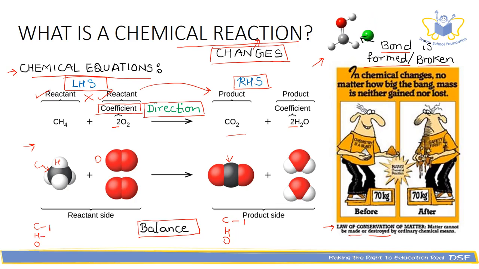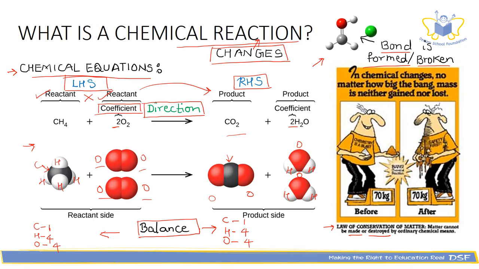Then let us see how many hydrogens we have. We have 4 hydrogens on the left hand side and 4 hydrogens on the right hand side. Then let us see how many oxygens we have. There are 4 oxygens on the left hand side. On the right hand side we have 4 oxygens.